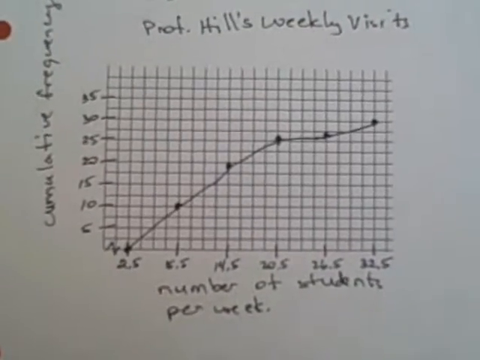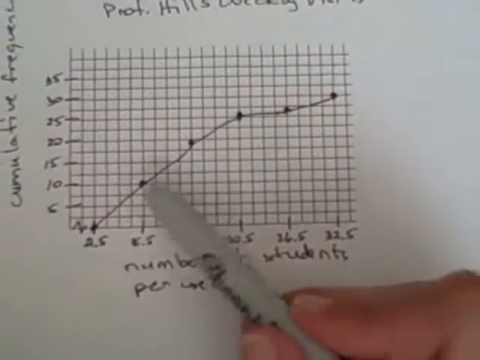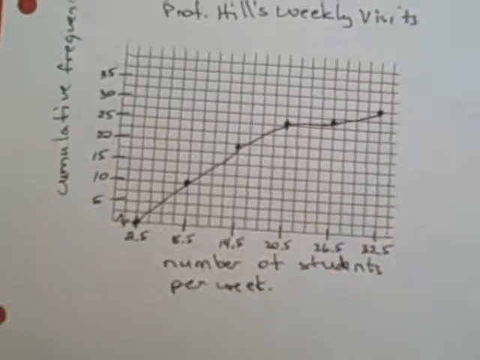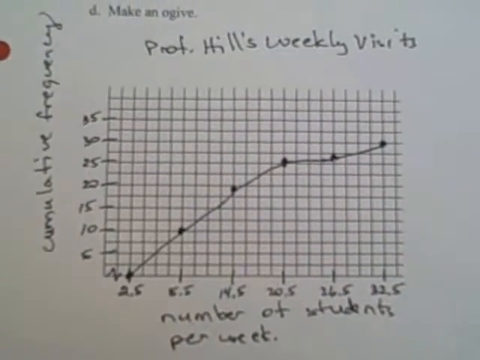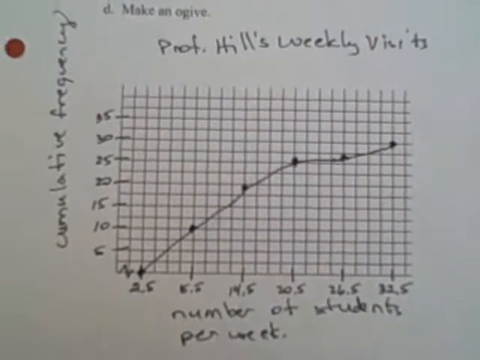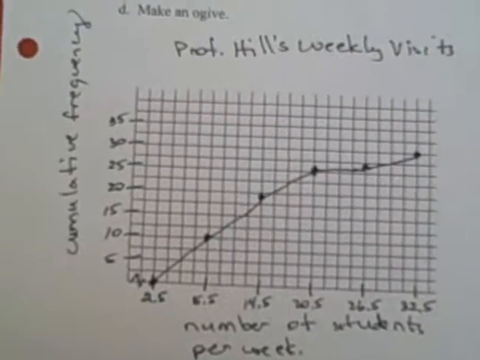So this one graph is different from the other two. It's a line graph instead of a bar graph. And because it's using cumulative frequencies, it will just keep going up and up and up. All right. Woohoo! We're done with 2.1.